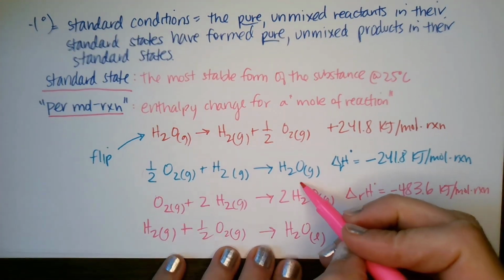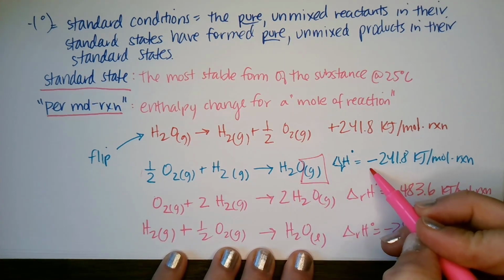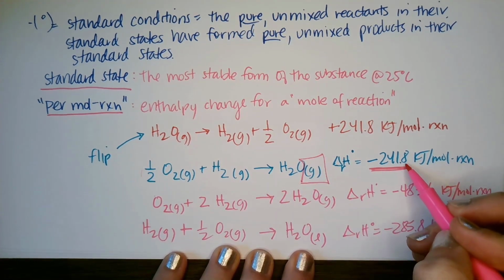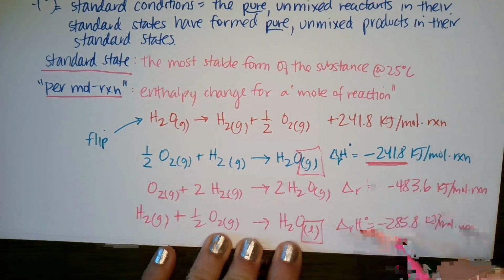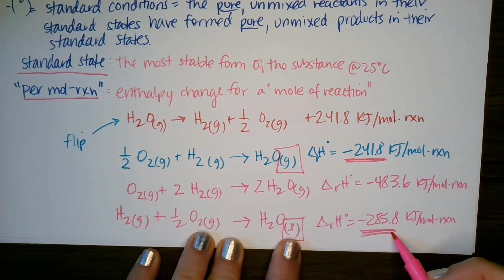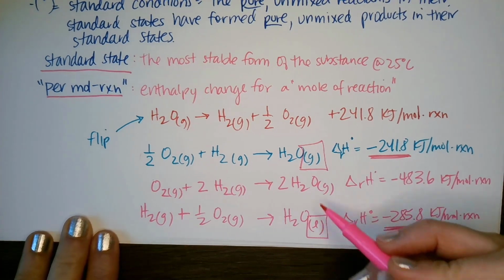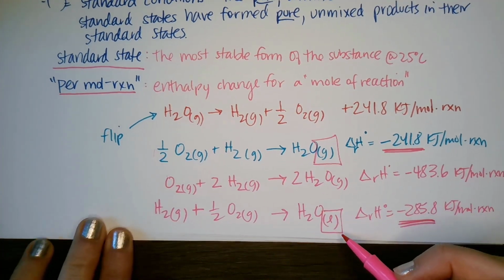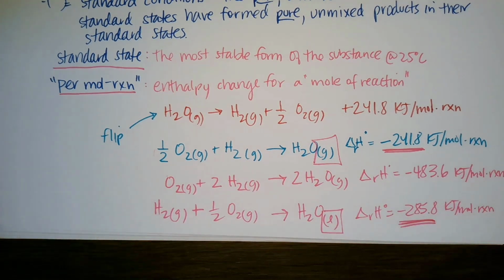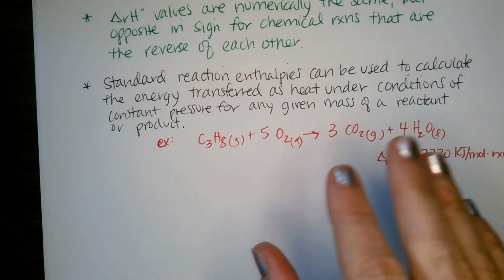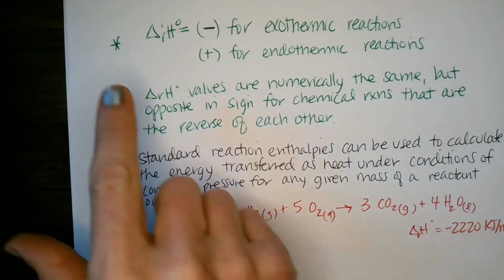This is the same reaction. I have a half of an oxygen plus H2 to create H2O. The only difference is that this is creating gas. It has a negative 241.8. This one's creating liquid, negative 285. So there is a greater exothermic reaction, and that only difference is the state of my product.